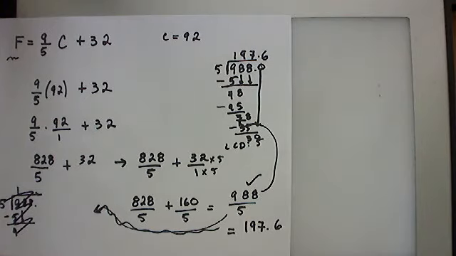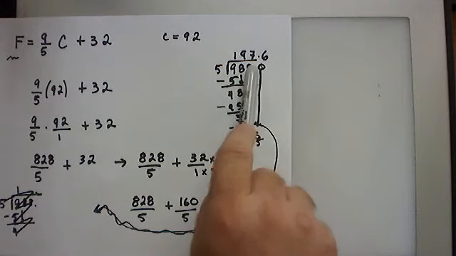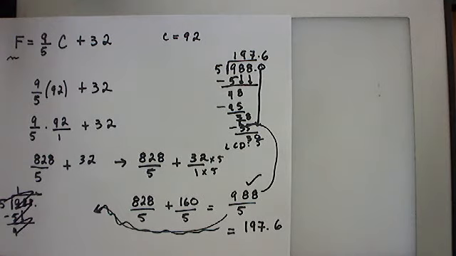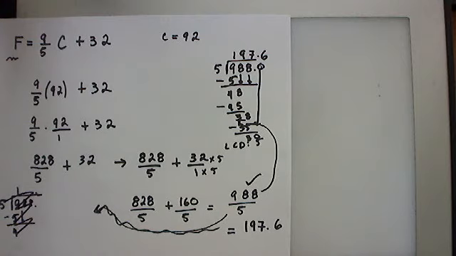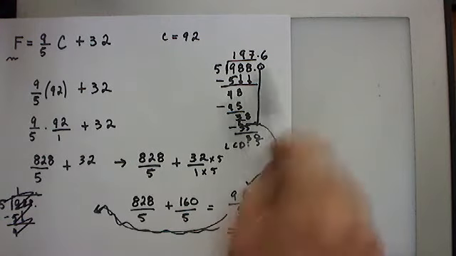So 197.6. A nice review, because you review fraction multiplication, fraction addition, and then decimal division. So that's sort of the idea here in the homework, guys. It's not just, oh, can you plug 92 into C? Of course you can. Anybody can. The question is, can you work it out and remember all the old steps?